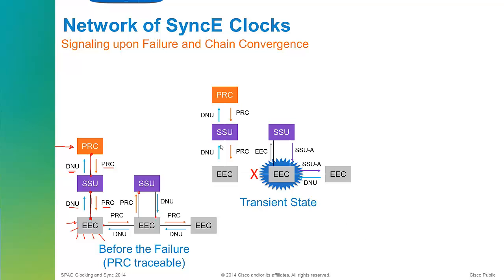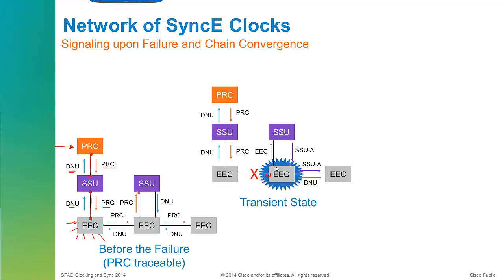In this case, on the left hand side, nothing much has changed. We have a primary reference clock feeding down to the EEC, but this circuit here is broken. So this guy was getting his input from this circuit. So we now have a problem where we need to go through a form of reconfiguration.